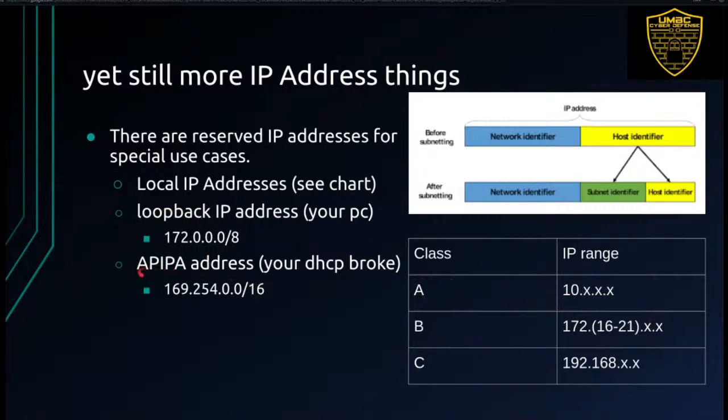And the APIPA address, which if you see a 169.254.something.something, it means your DHCP is broken. If your computer doesn't have a static IP address set, and the network isn't telling it what IP address it has, it just generates one in that range and uses it. Generally, it means you broke your DHCP at some point. DHCP is the thing that tells your computer what IP address it has, by the way.